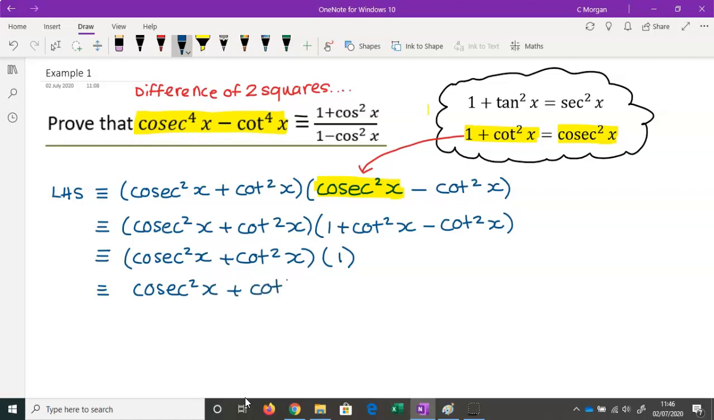So one little trick is to sometimes use the difference of two squares. Proofs can be really tricky with these identities. You need lots and lots of practice.